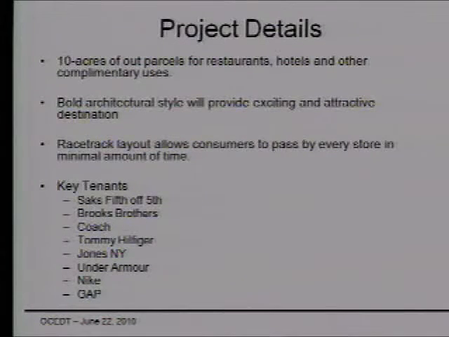Okay, project details. There's about 10 acres of out parcels for restaurants, hotels, or other complementary uses to the outlet mall. The outlet mall has a bold architectural style that hopefully will provide an exciting and attractive destination. The racetrack layout allows consumers to pass by every store in a minimal amount of time, and that's just the design of the layout. Some of the key tenants that have been signed include Saks Fifth, Brooks Brothers, Coach, Tommy Hilfiger, Jones of New York, Under Armour, Nike, Gap, and I do believe that the mall is about 75% leased at this point in time. So they've been making very good progress on getting leases signed by all the new tenants.